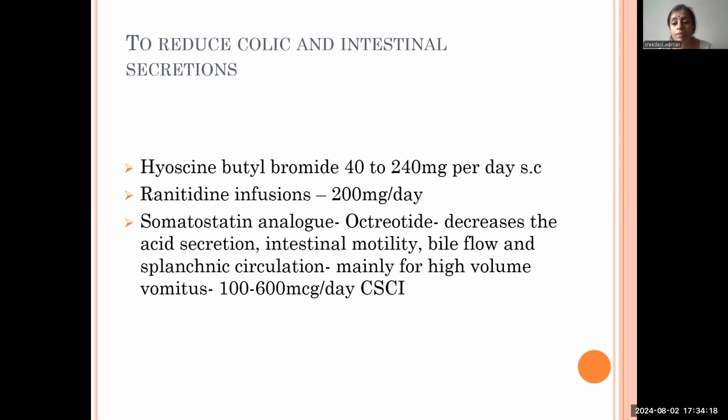The third one, a very commonly used drug in a surgical ward probably, is octreotide. Octreotide is a somatostatin analog, which will reduce the secretion. So it has a lot of action. It will reduce the secretion, it will reduce the cramp, and thereby reduce the pain, and there is a shift in the splanchnic circulation. It is used only if there is high volume vomitus. The only challenge in using octreotide is that it's a very, very expensive drug.